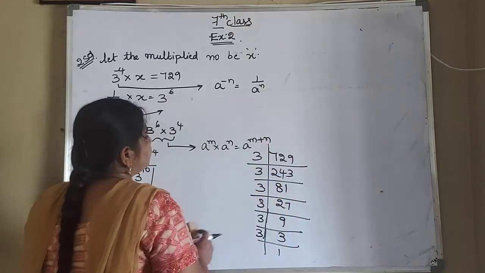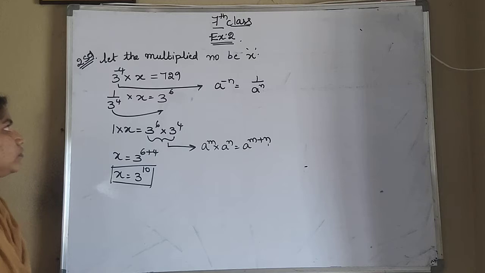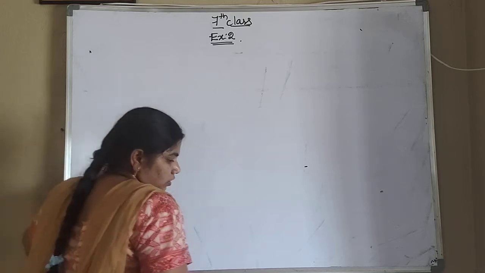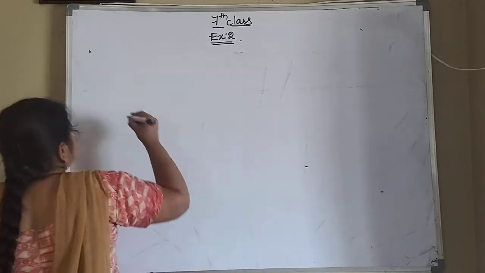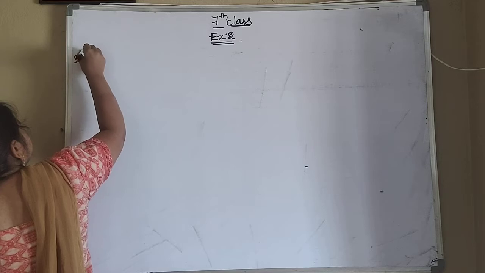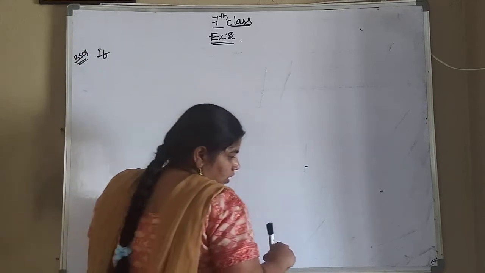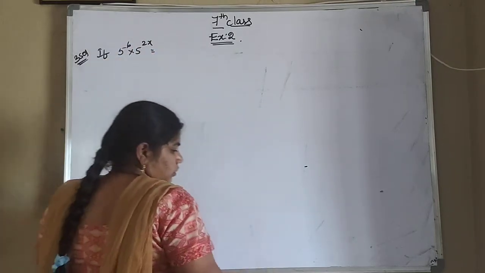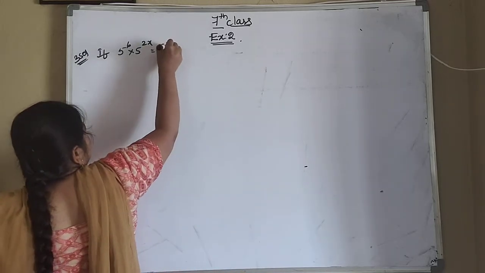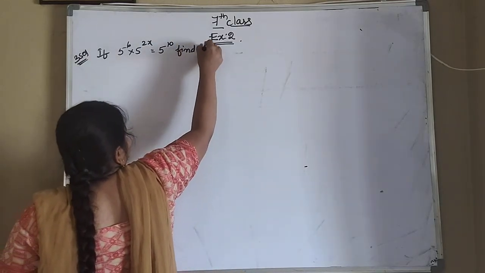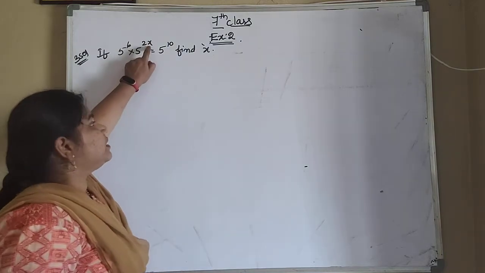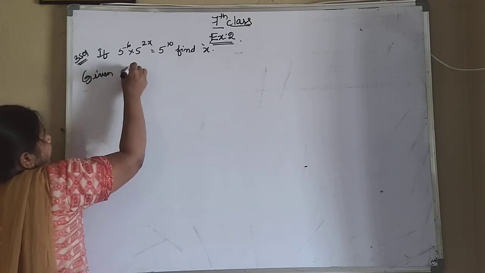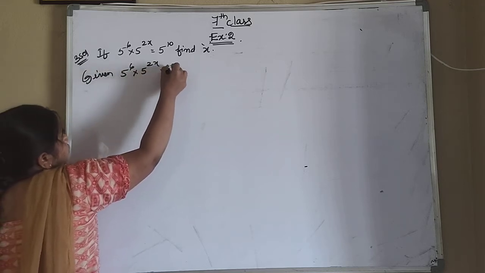Next one is, what is the next equation? If 5 power 6 into 5 power 2x is equals to 5 power 10, find x. So what we have to find? We have to find this x value. Okay, so first, given 5 power 6 into 5 power 2x is equals to 5 power 10.